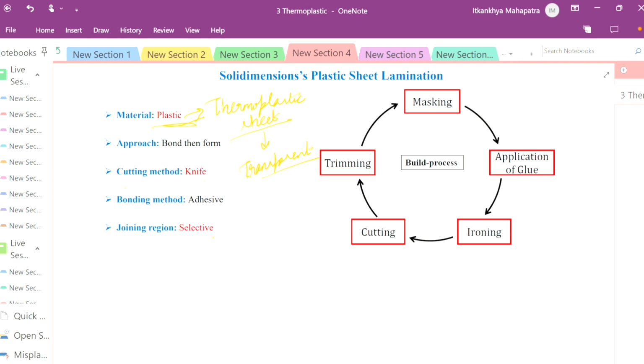Suppose this is the final product. So we put the adhesive selectively on this, and we extrapolate this area. Supports require peeling off for this. This is why we have a separate trimming, peel off.